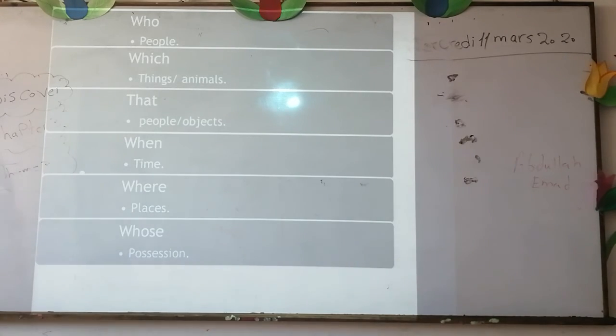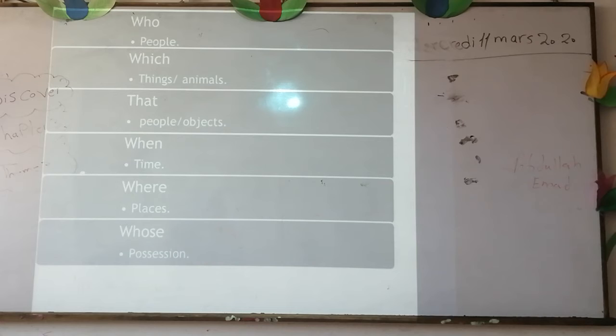Okay. So we use who to refer to people. We use which to refer to things or animals. We use that to refer to people, objects, or animals. We use when to refer to time, where for places, whose for possession.